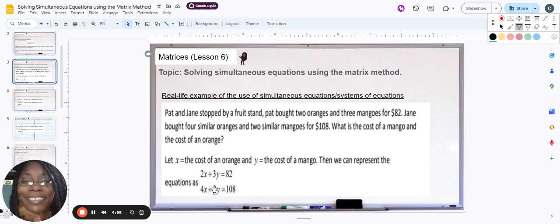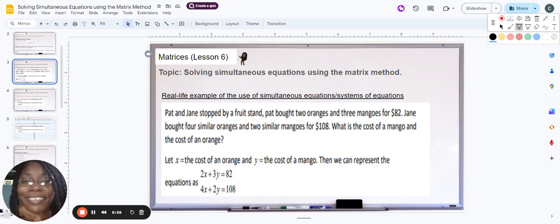The second part of the scenario is captured below here, whereby 4 oranges were bought and 2 mangoes were bought, and both of them cost $108. We use the plus sign to combine the items, and the result we normally put after an equal sign, as you've seen here.